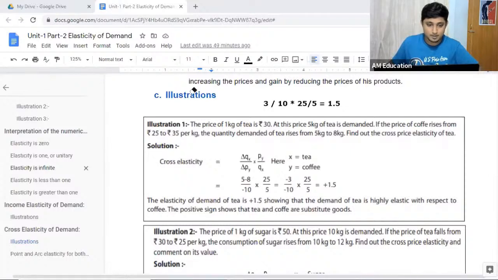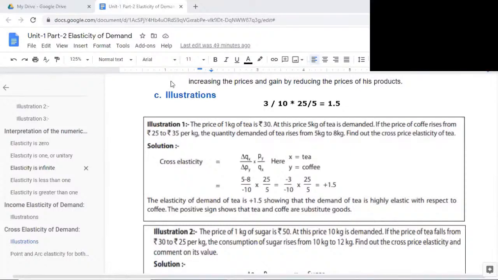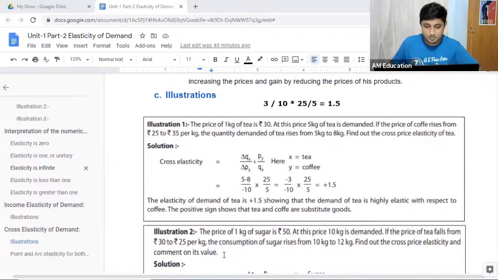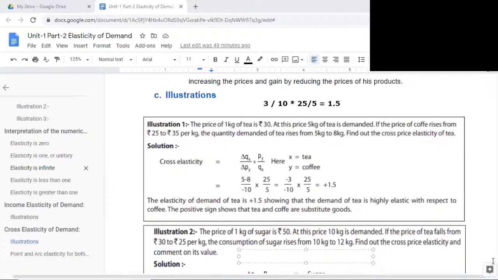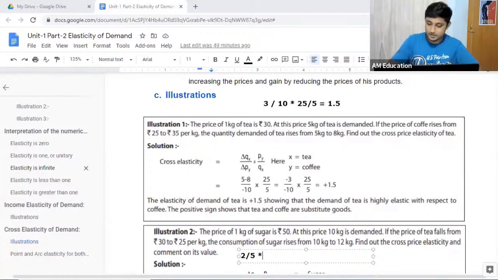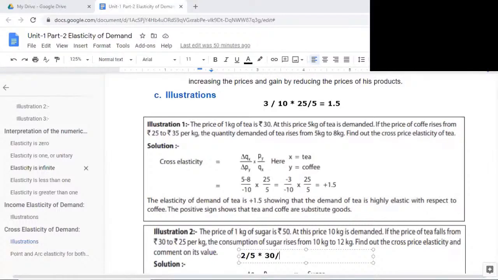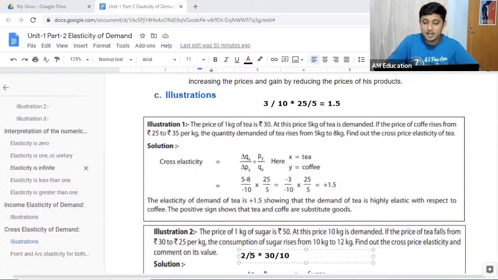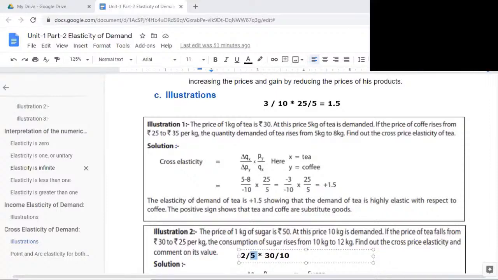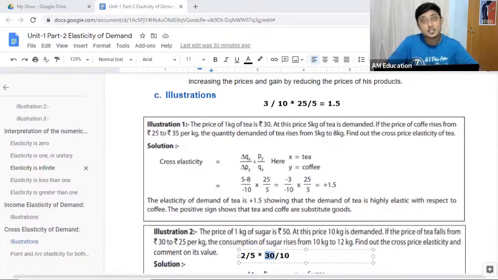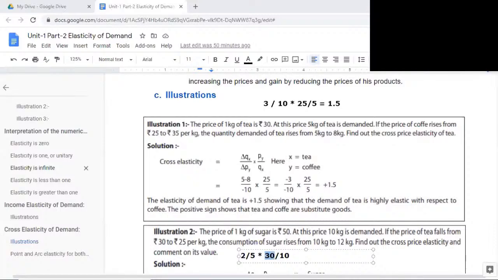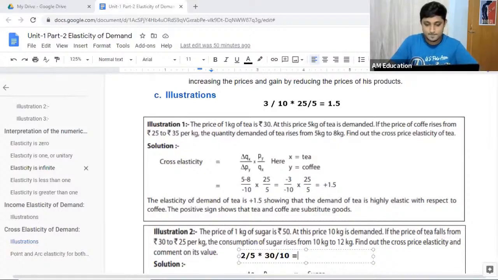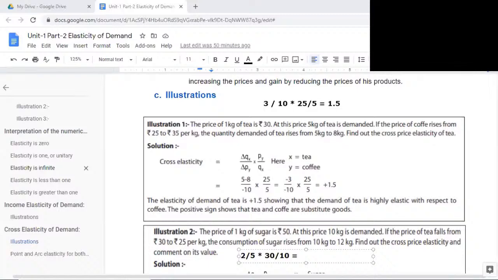What's up with the second one? 1.2. Can you tell me the numbers again for this? 2 by 5 into 30 by 10. What is 2? The change in quantity, is it? Yes, sir. And 5 is change in price, is it? Price of the substitute. Okay. And 30 is the original price, is it? Yes, sir. And 10 is the original quantity, is it? Yes, sir. Lovely, guys. And this should be 1.2.